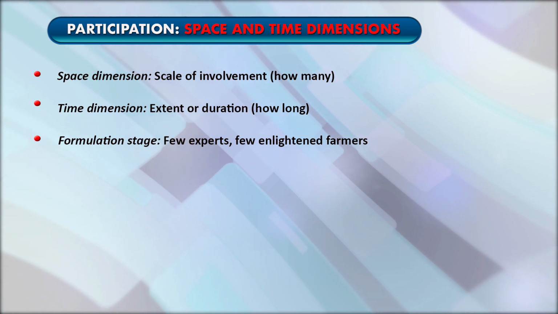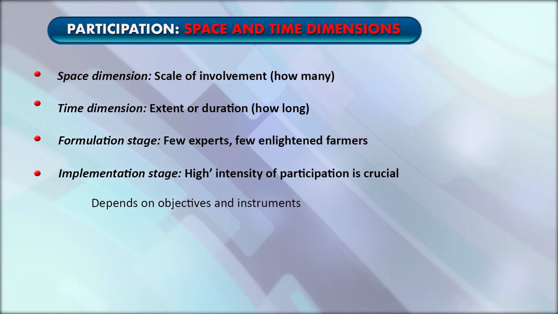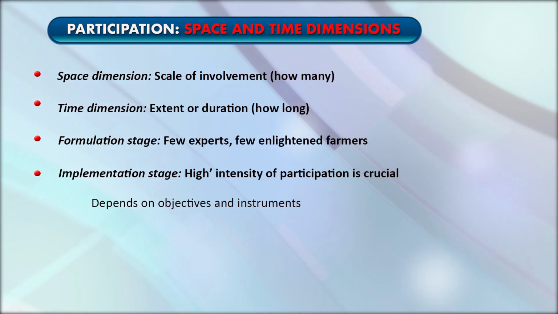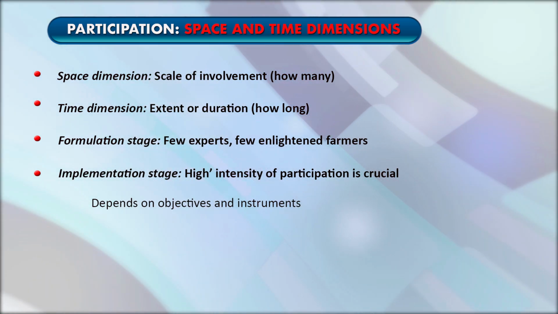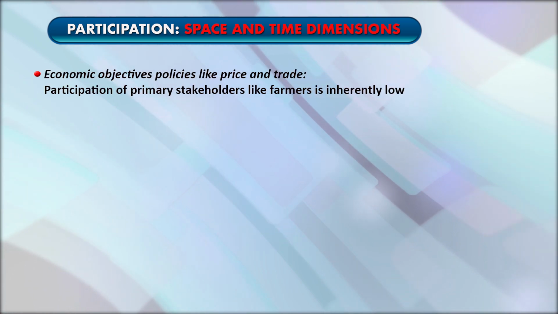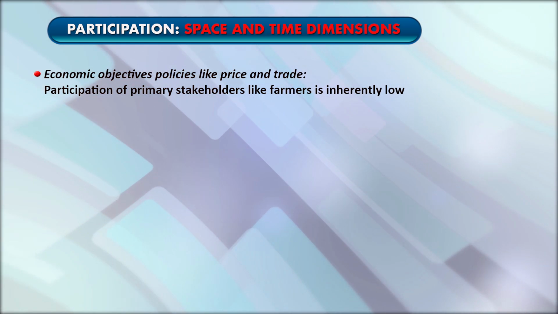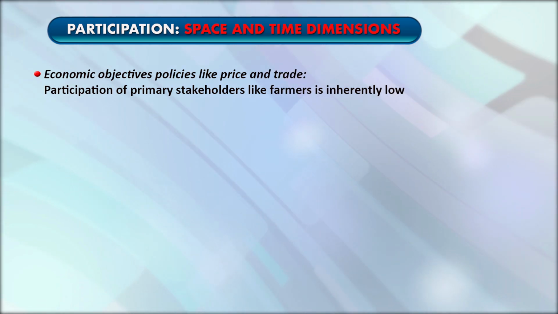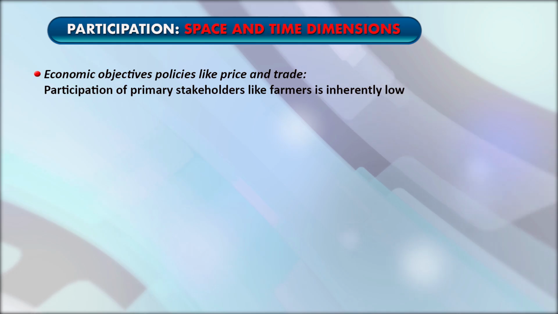But in the implementation stage, we need a high intensity of participation, and that is very crucial. This participation depends upon the objectives of the policy or the type of instruments we are using. Suppose the instrument is related to water utilization, there will be large participation from the farmers, or if the instrument is related to trade, there will be low participation from the farmers. We have different types of objectives in agriculture policy. If the objectives are economic, like price and trade, the participation of the primary stakeholders like farmers is inherently low. So there is low participation from the farmers if it is a trade policy or a price policy.